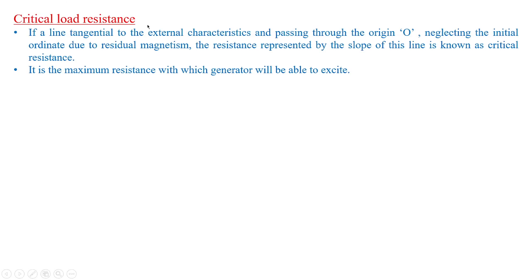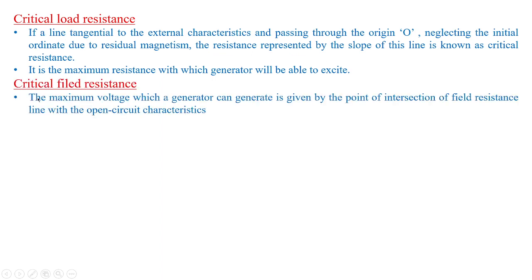So critical load resistance is defined for a DC generator in no load conditions: a line tangent to the external characteristics and passing through the origin, neglecting the initial ordinate due to residual magnetism. The resistance represented by the slope of this line is known as critical resistance. We have to remember that critical resistance is the maximum resistance with which the generator will be able to excite. So this is what is critical load resistance.